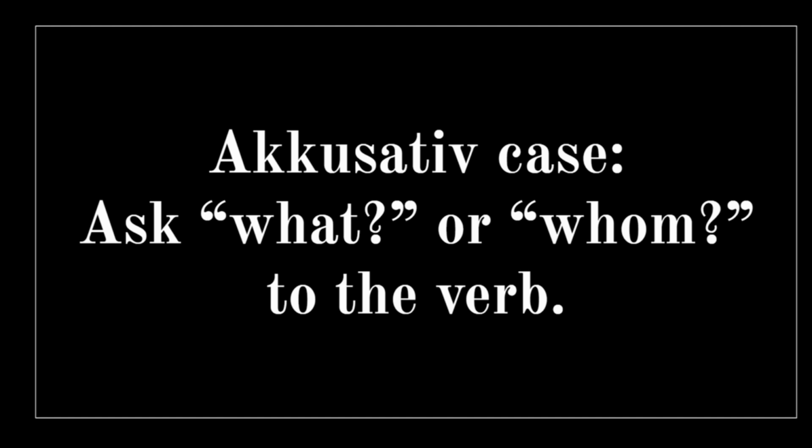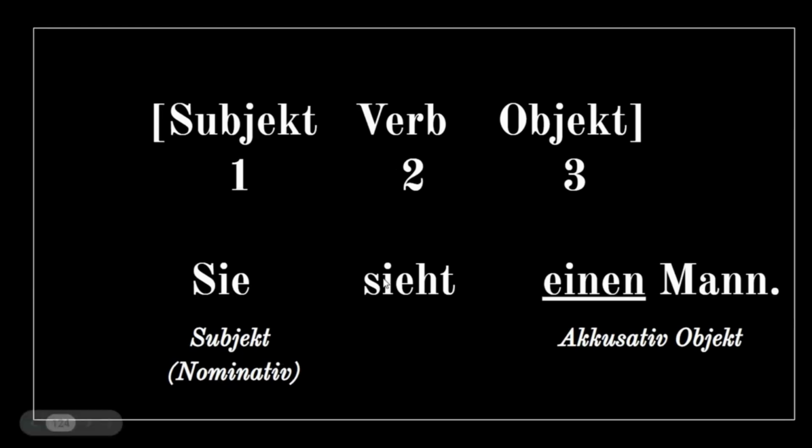If the object is person or animal, you need to ask the question whom. If the object is anything other than person or animal, you need to ask the question what. Let's try to understand that with some example.